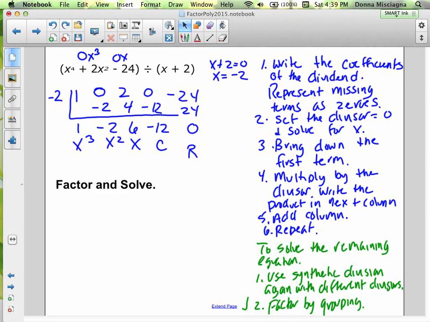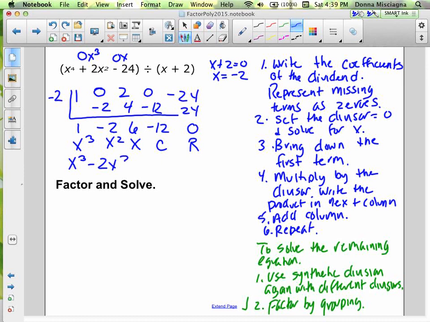All right, so let's write our solution here with its variables. I'm going to write the complete solution here. So we have x cubed minus 2x squared plus 6x minus 12. Right? So when we divide x to the fourth plus 2x squared minus 24 by x plus 2, we get x cubed minus 2x squared plus 6x minus 12. Notice it's 1 degree less.